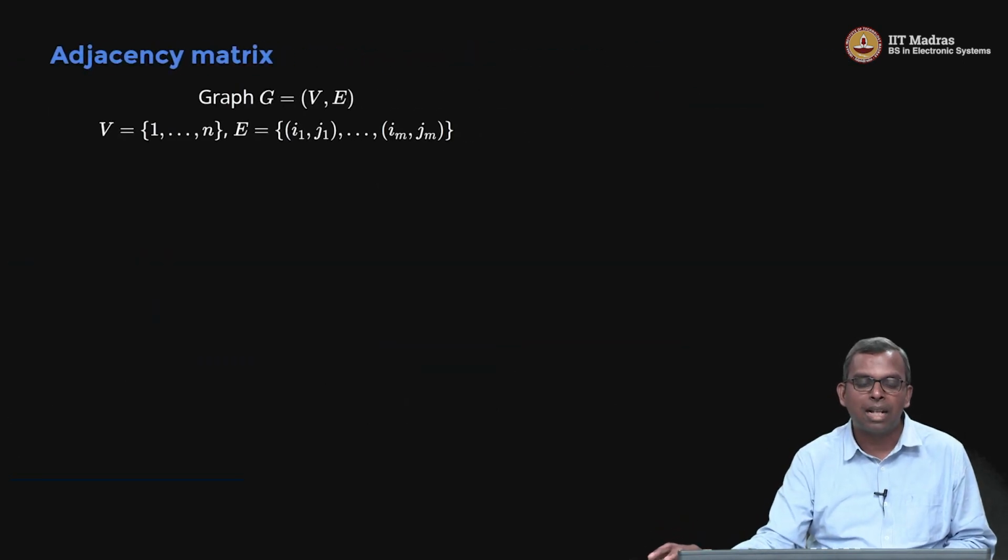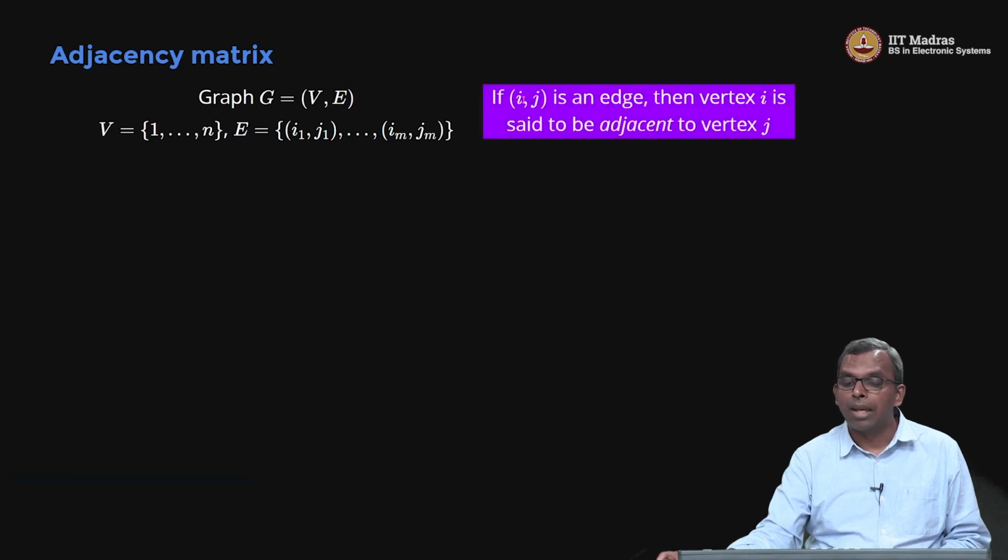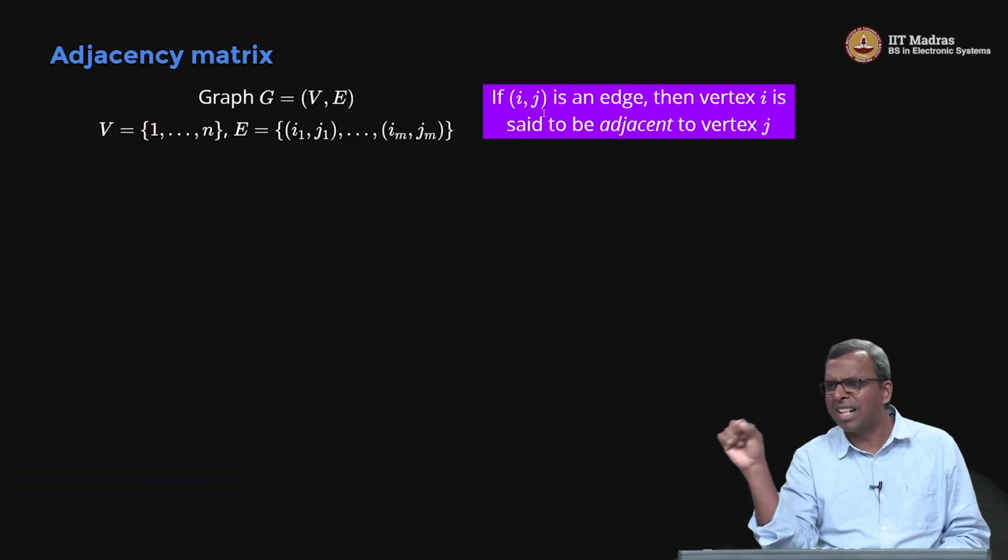All that comes from this notion of an adjacency matrix. There are also other matrices that people define around graphs, but I'm going to focus on this adjacency matrix and what properties it has. Supposing I have a graph G, which is V comma E, and it has n nodes and m edges. Some pairs of nodes are connected, and that forms my m edges. If i comma j is an edge, we usually say that vertex i is adjacent to vertex j. Of course, vertex j is also adjacent to vertex i.